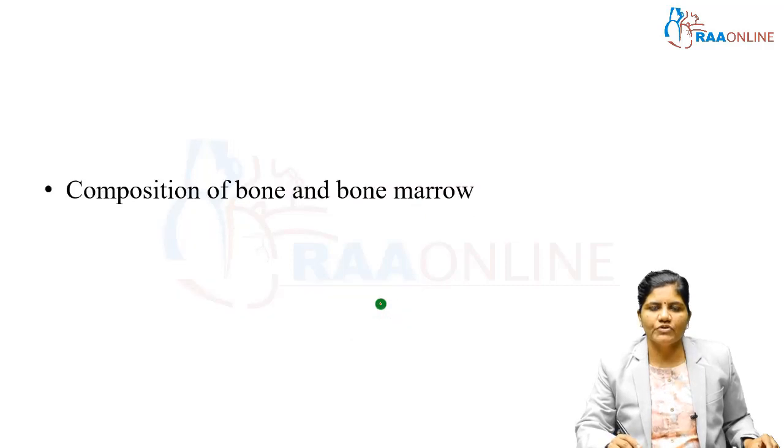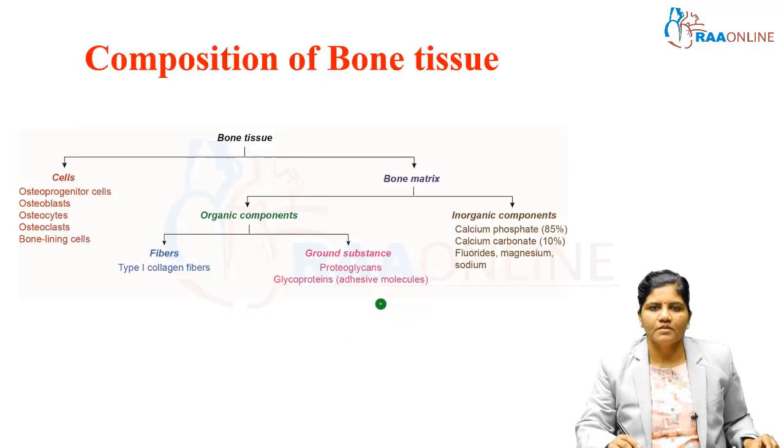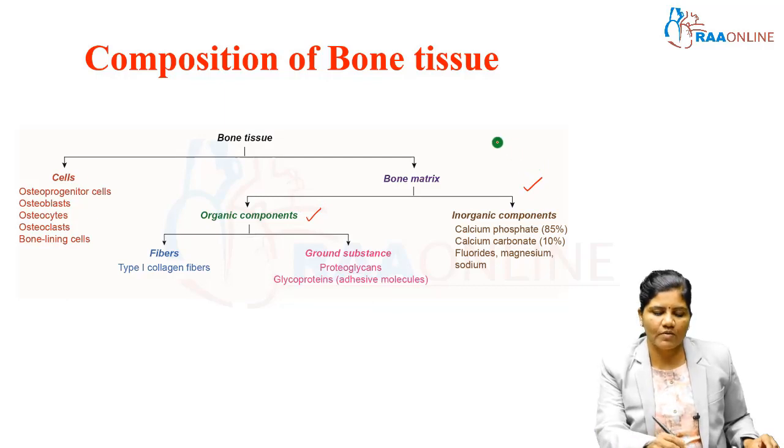Let's see the composition of the bone and the bone marrow. The composition, as I already told, is that it is made up of an organic component as well as an inorganic component. The broad classification is that it is made up of cells and the matrix. Matrix is nothing but the fibers along with the ground substance.